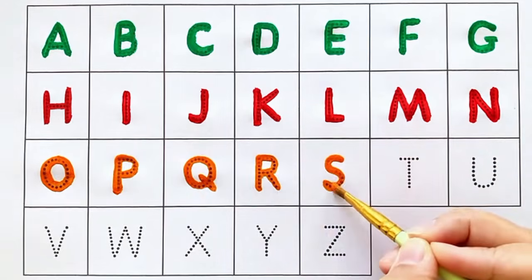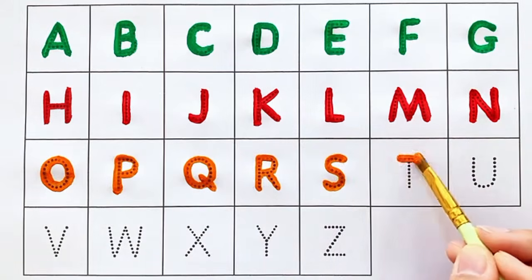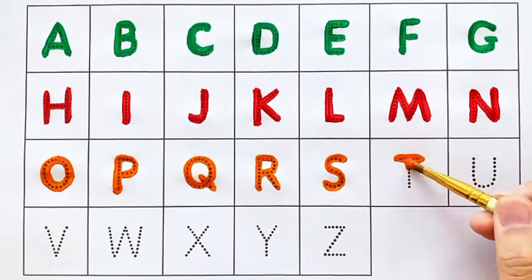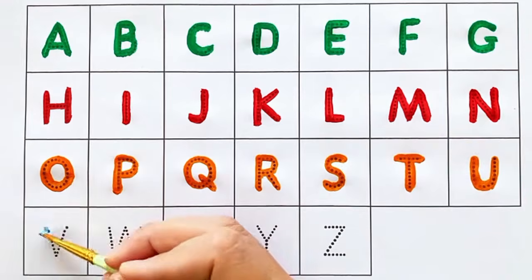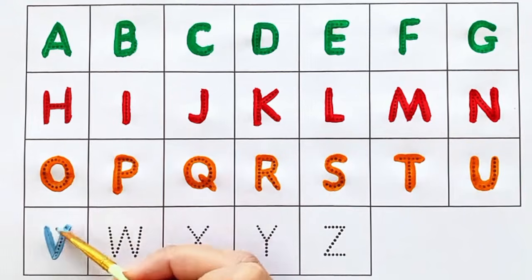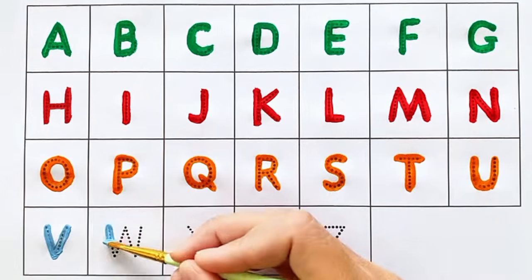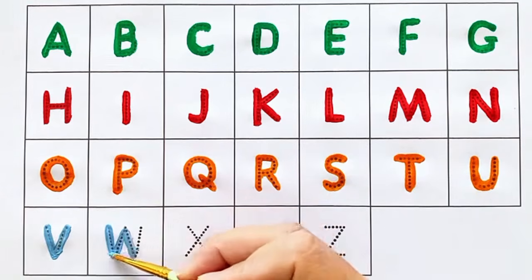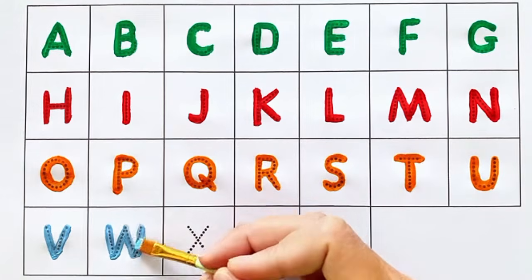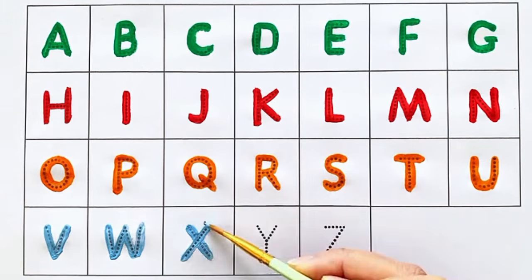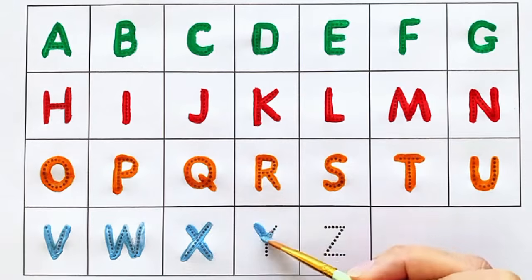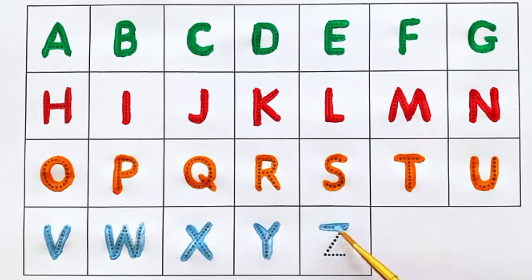S for swan, swan. T for tiger, tiger. U for unicorn, unicorn. V for vulture, vulture. W for wolf, wolf. X for xylophone, xylophone. Y for yak, yak. Z for zebra, Z for zebra.